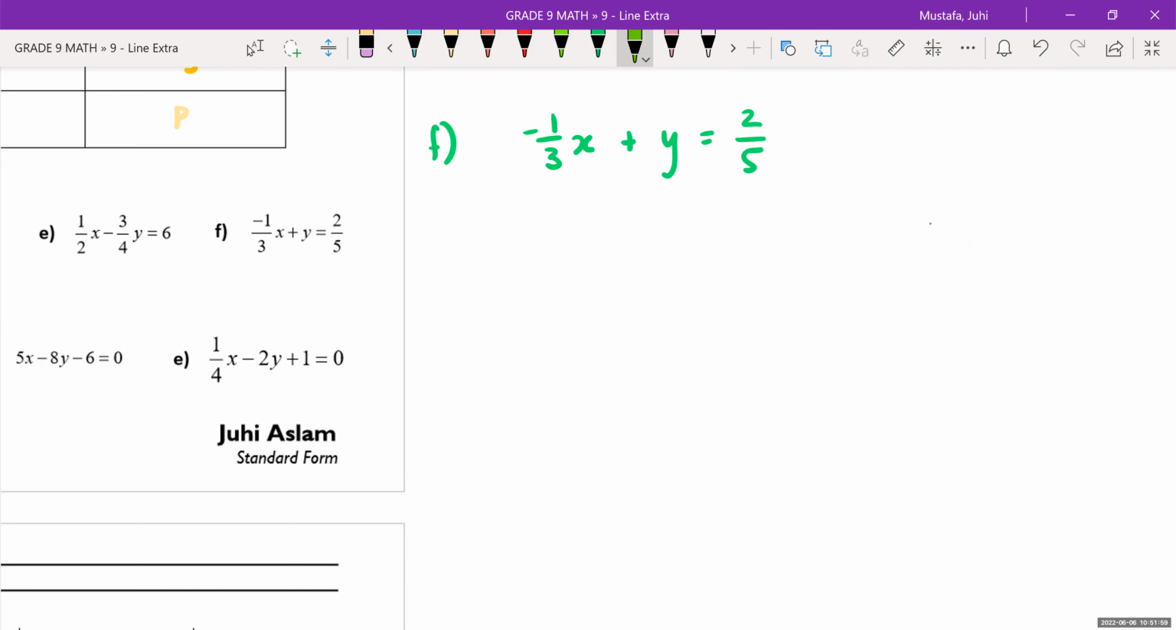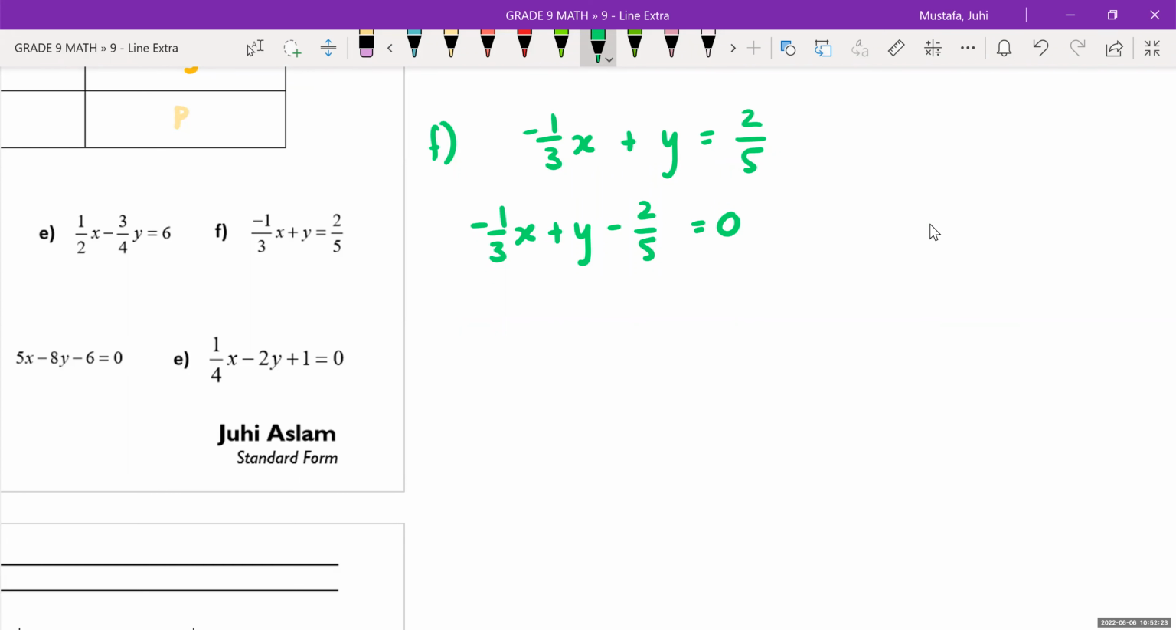Let's put it in the right order. In order to put it in the right order, we just have to move the constant to the other side. So we're going to go -1/3x plus y minus 2/5 is equal to 0.